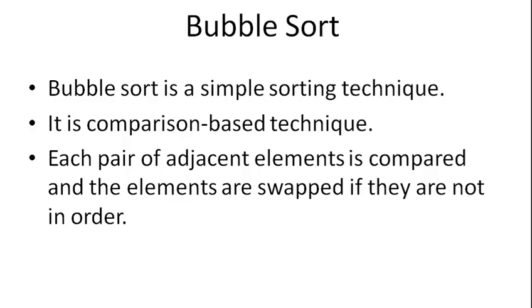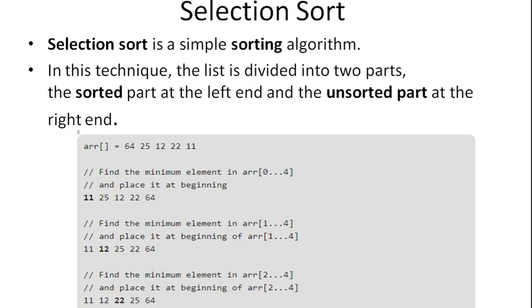This is bubble sorting. So as I mentioned, the second type of sorting that we will be learning about is selection sort, another simple sorting algorithm. And to understand selection sort in a better way, let us see a video to understand the concept of selection sort.